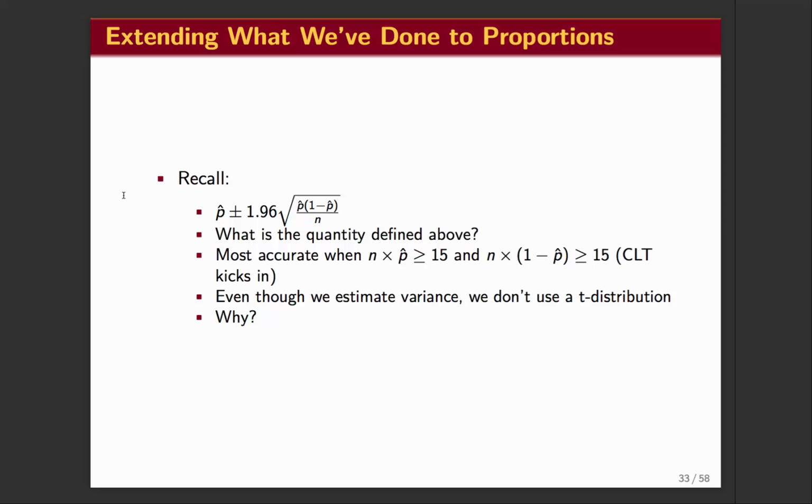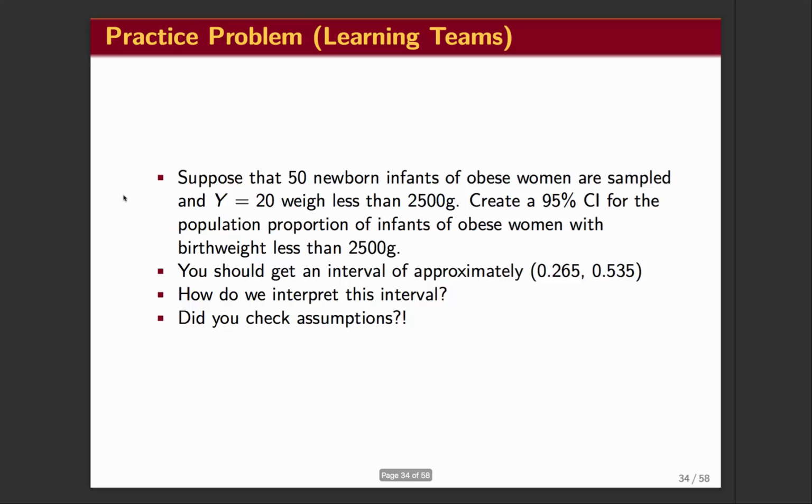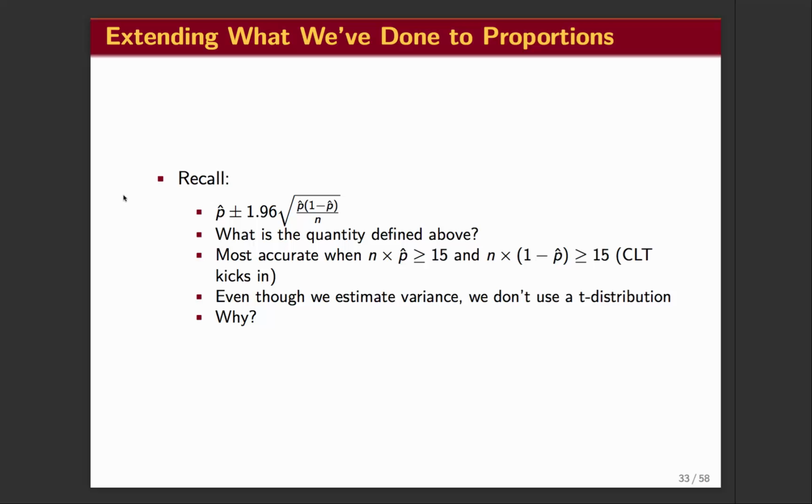So if we do it enough times, we come up with something that's going to be normally distributed. And what do you think its mean is going to be? P. And what was the variance? Hint, you can look in this slide to get information about that. So p times 1 minus p over n. Okay.